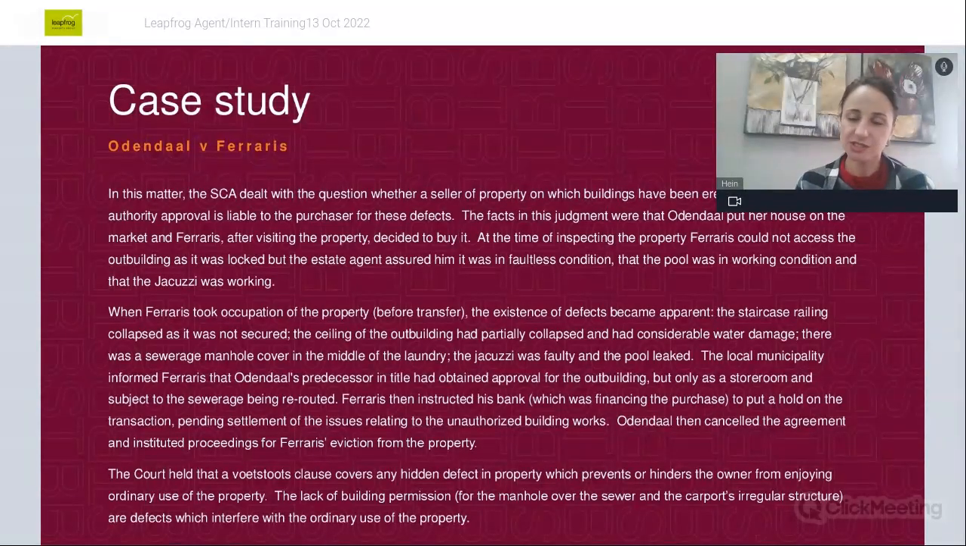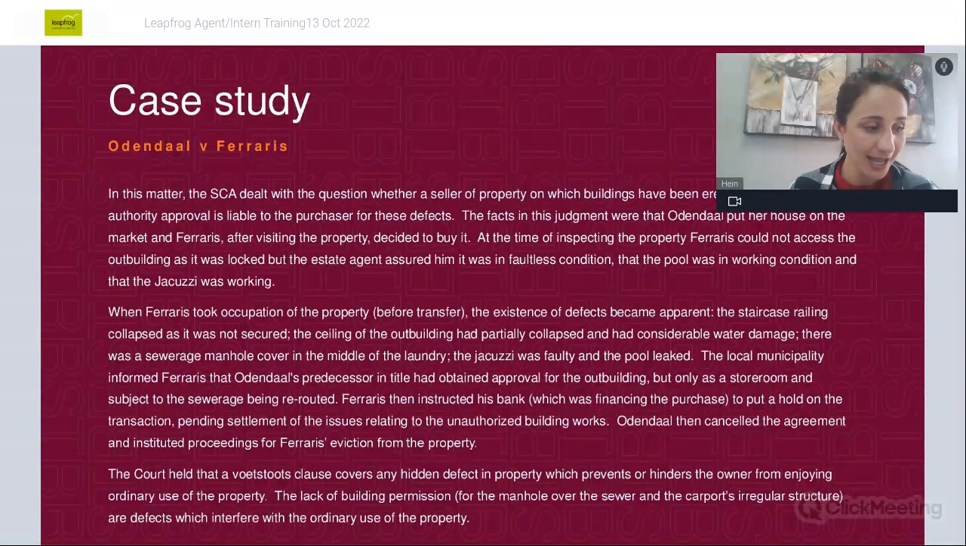But the long and the short was, at the time of the viewing, the buyer saw the entire property apart from this outbuilding. And the buyer asked the agent, is there something that I should know about regarding this outbuilding? And the agent said, no, the seller told me everything is hunky-dory, no problems. Great. So Ferraris puts in an offer, buys the property, and moves in.